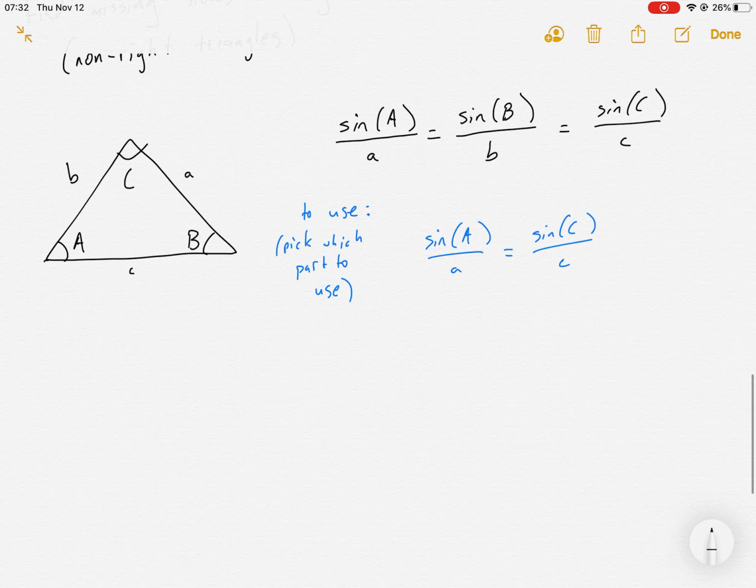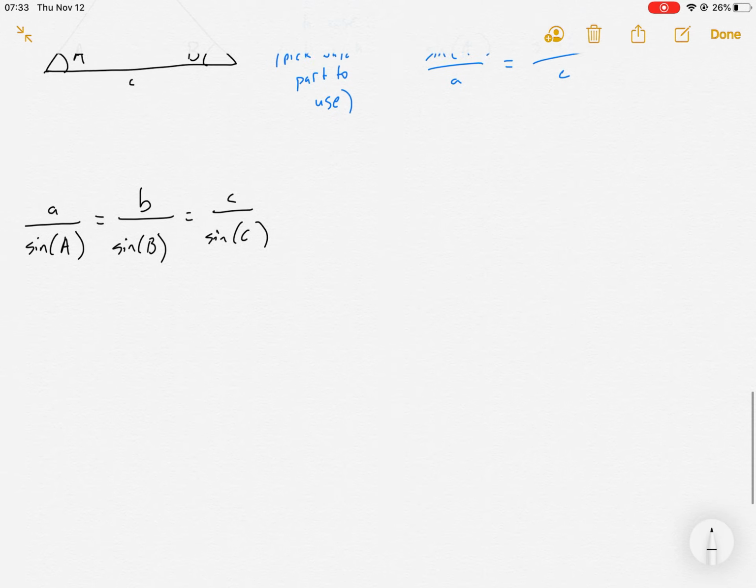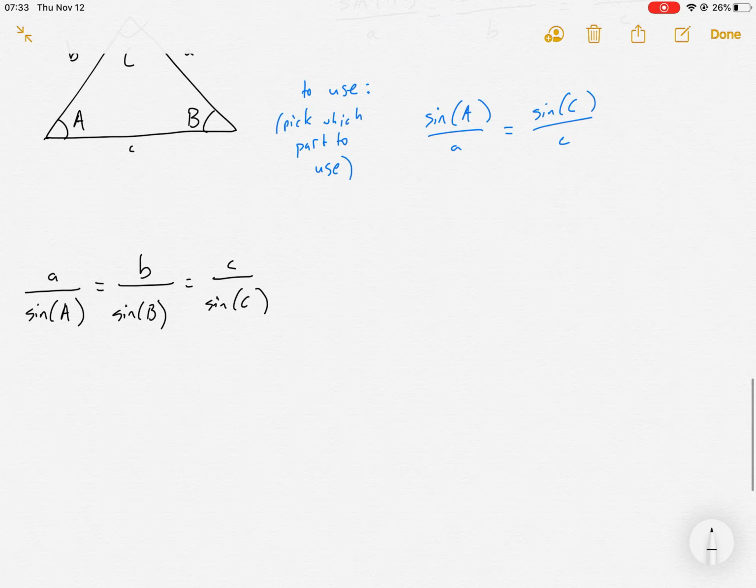Alternatively, sometimes it's good to use the reciprocal version. So we might use a over sine of A instead. So really this is the exact same formula, but there you go. So the two versions of the formula we have are this.